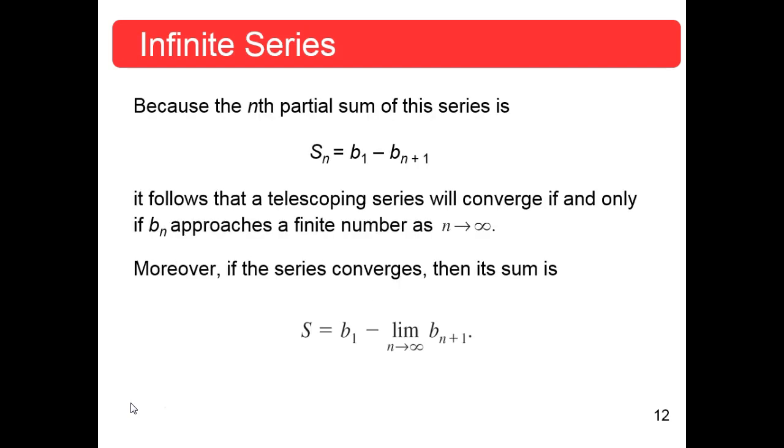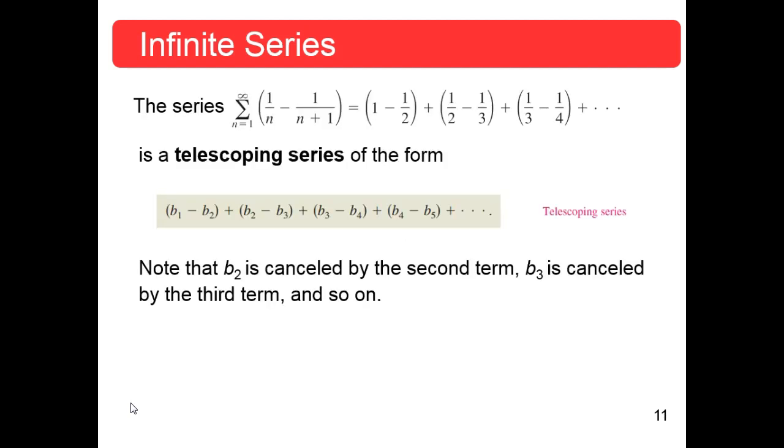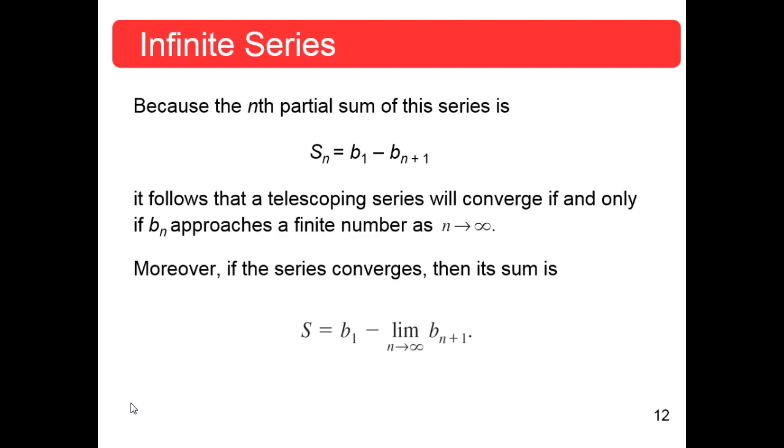All right. Because the nth partial sum of the series is b sub 1 minus b sub n plus 1, it follows that a telescoping series will converge if and only if that last b sub n approaches a finite number as n approaches infinity. Okay? In other words, b sub n can't get increasingly big. If it does, then it's never going to converge. It has to approach a finite number.